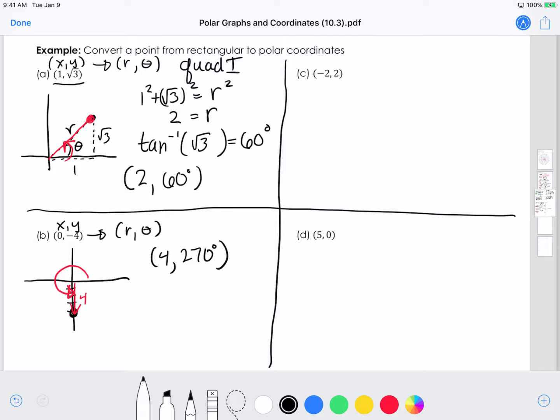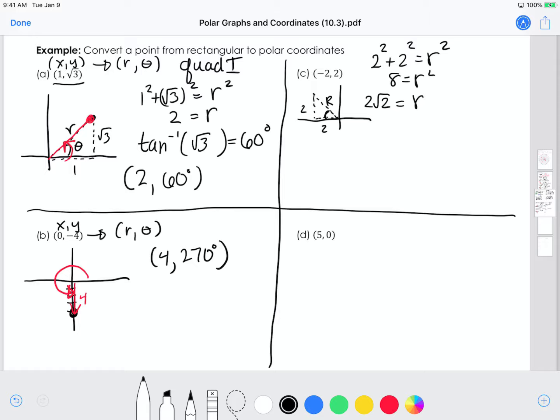Part C, if I graph this, it's going to be in the second quadrant. I'm going to come out negative 2, so I'm coming out this way a distance of 2, and I'm going to go up 2. And I want to find my radius, and this is my angle. So I can find my r by doing the Pythagorean theorem. So that gives me 4 and 4 is 8. So r is going to be the square root of 8, which is 2 square roots of 2.